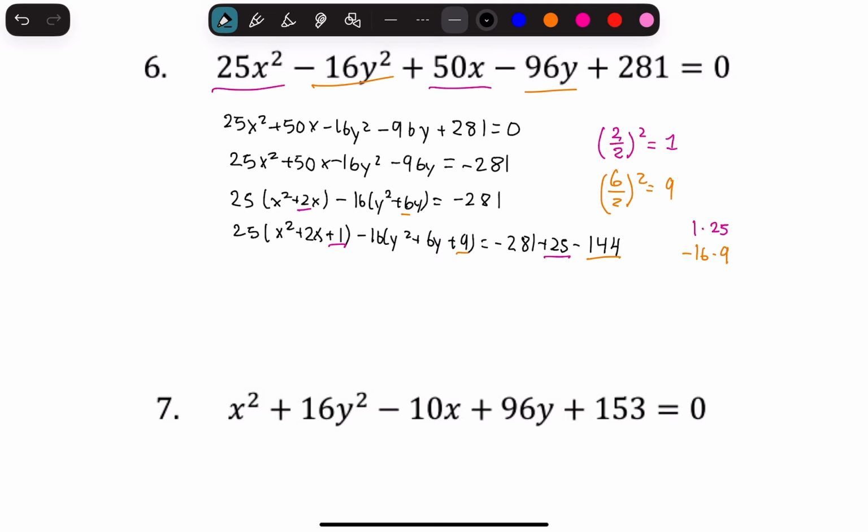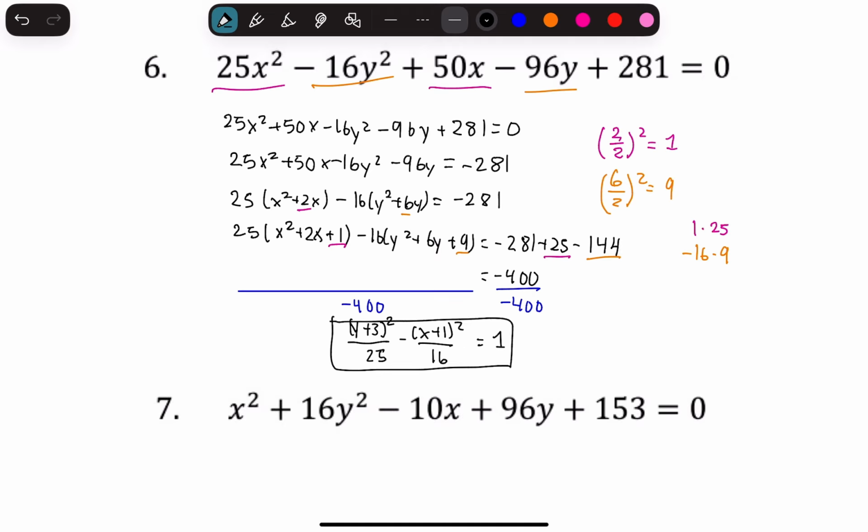Now you can divide by 400. This is going to leave you with, and this is a hyperbola.